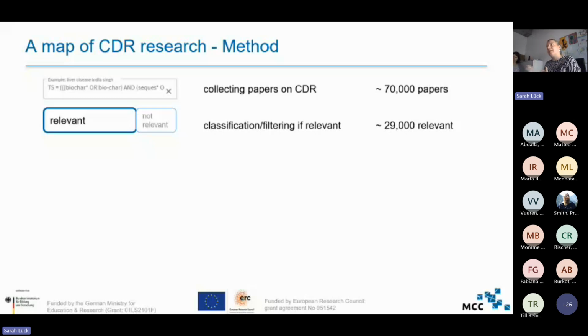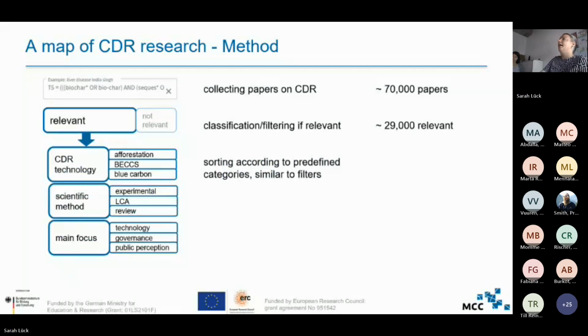Not all of the 70,000 papers are, of course, on CDR, so we first have to sort them between relevant and non-relevant. And we end up with about 29,000 documents relevant to CDR. And then we add some specific categories, like which CDR technology is this document about. Here I just gave some of the categories we have, for example afforestation, blue carbon, but of course, you will see how many we had.